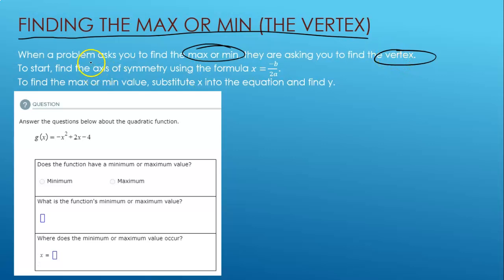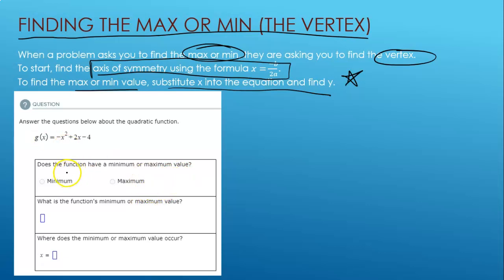And then you're going to want to write down, you want to start by finding the axis of symmetry using the formula x equals -b over 2a. And then to find the max or min value, substitute x into the equation and find y. You should pause the video now and make sure you've written down all the things that I've marked.